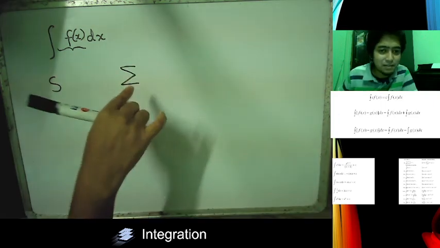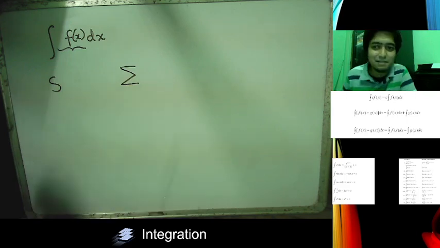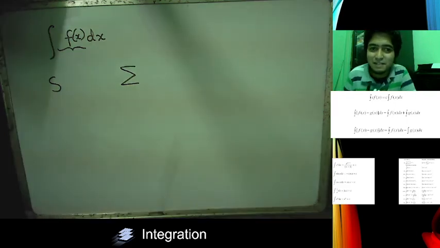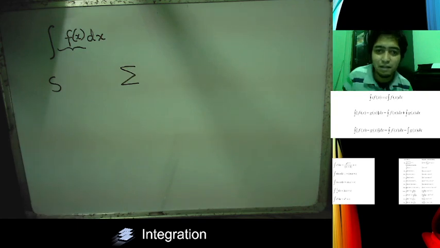We had learned that for summation, it is this symbol. What I'm saying over here is integration is nothing but summation. That is, we are just summing up things. I will explain.